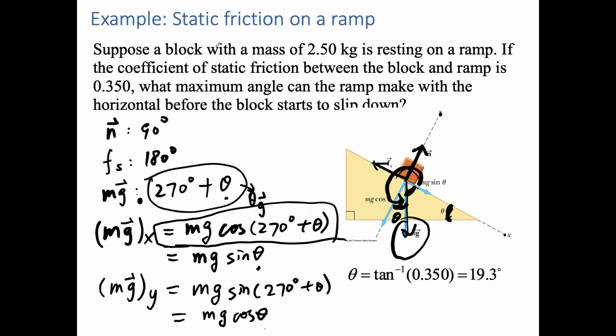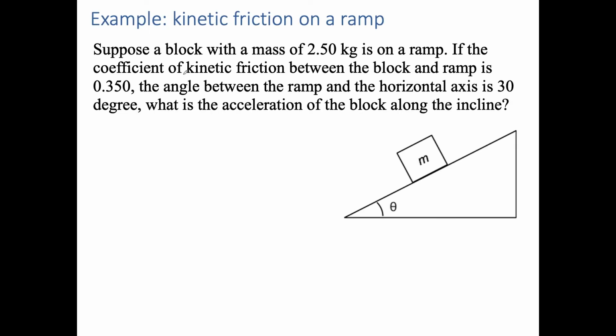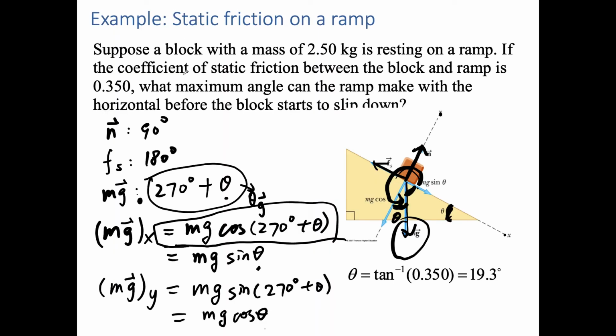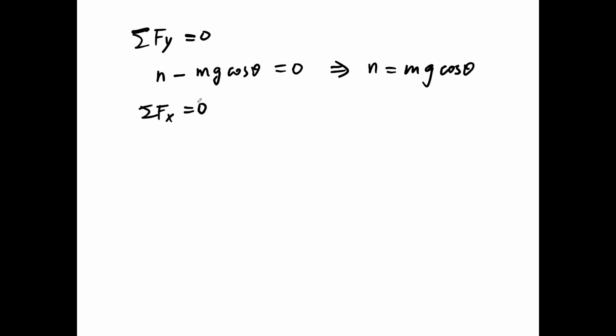So in the y direction, net force should be 0. In the y direction, we have normal force, N, and the y component of mg, which is mg cosine theta, pointing in the negative y direction, which should equal 0. That will give us N equals mg cosine theta. And now in the x direction, net force should be 0, too, because the block should be at rest.